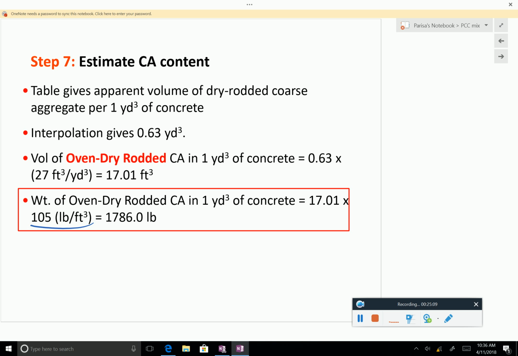Now calculate the moist. You have the moisture content. How much is it for aggregate? It's 1.2%. So now you know that if it is completely dry, it weighs this much. If it is 1.2% moist, how much does it weigh? Remember moisture content? The definition is very simple. No? It's the weight of water over the weight of material, which is moist.